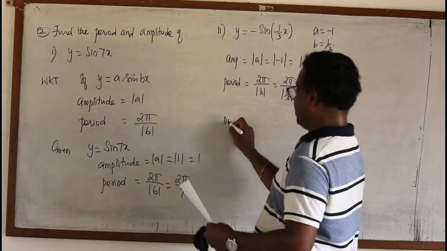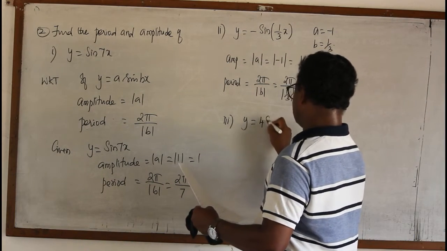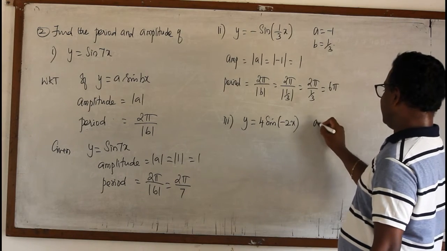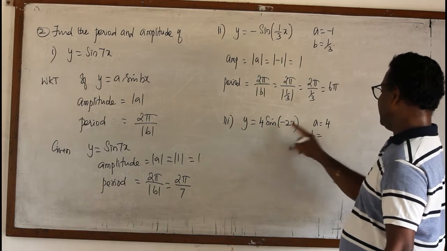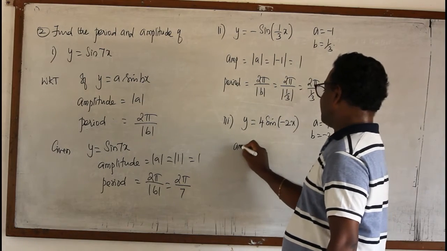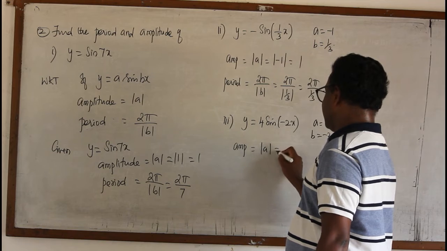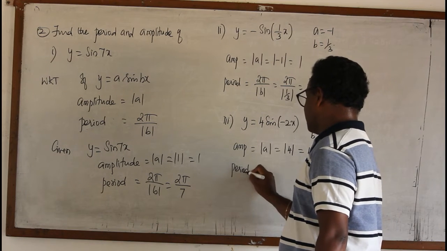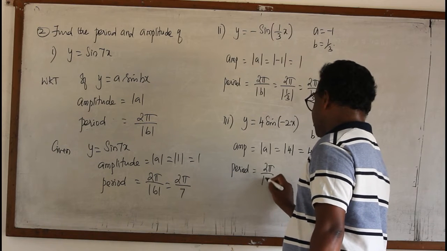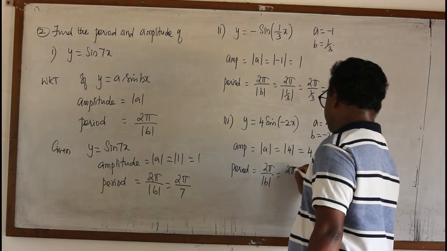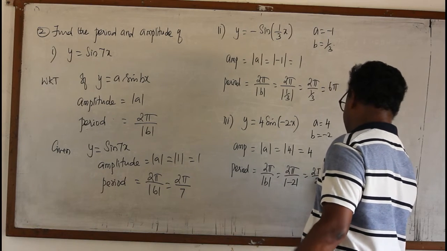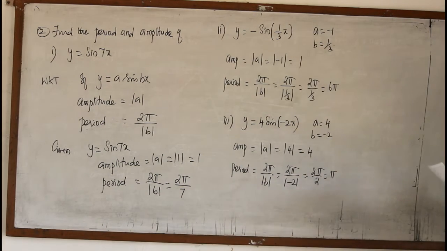Then, third problem, y equal to 4 sin of minus 2x. Here in the place of a we have 4 and in the place of b we have minus 2. Therefore, amplitude is modulus of a, it is modulus of 4, which is 4. Period is 2 pi by modulus of b, 2 pi by modulus of minus 2, it is 2 pi by 2, which is pi. With that, second problem is over.